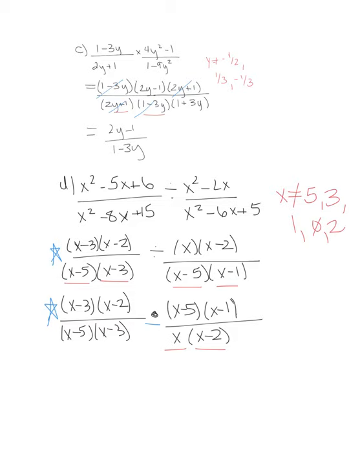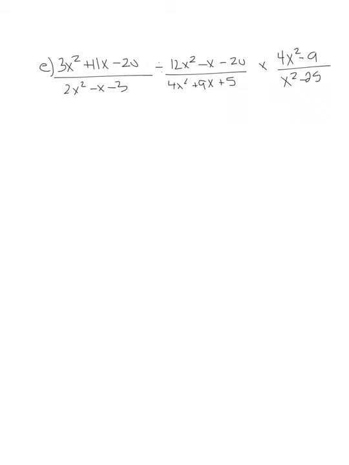At this point, I can go ahead and cancel out anything. So x minus 5s can go away, x minus 3s can go away, x minus 2s can go away. And after all of this work and all of those restrictions, I'm left with x minus 1 over x.